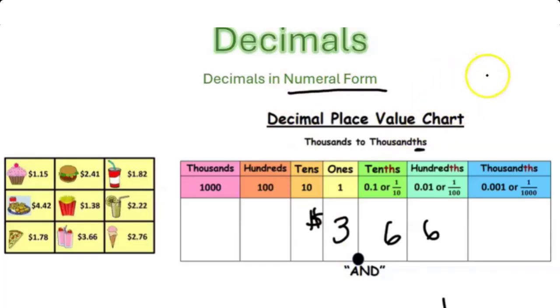And we can create a lot of decimals in number form. Just remember, the decimal point always has to go beside the ones place because it separates the whole numbers from the decimal numbers, or part of a whole number.